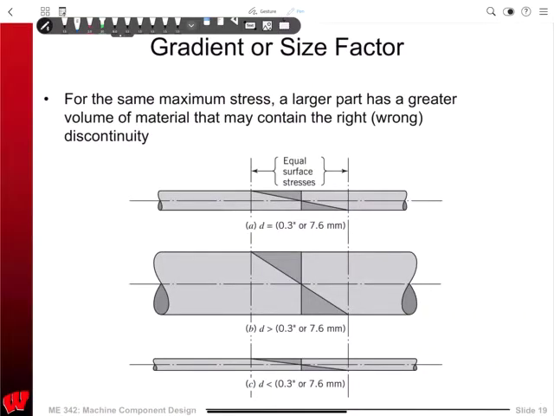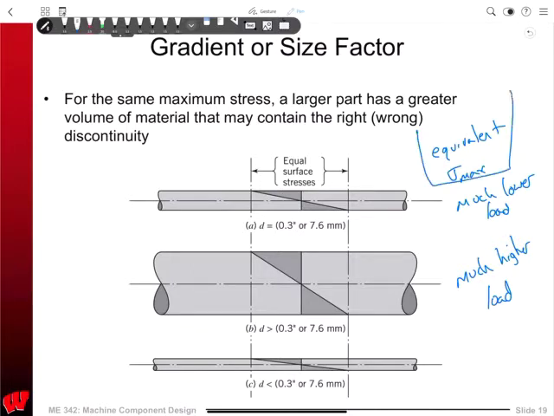Gradient or size factor, this is also related to that, right? So here are 3 pictures, right, where they all have equivalent maximum stress, right? So equivalent sigma max for all 3 of these. Now, of course, this one has a much higher load, and this is a much lower load for that one. But the key thing is they all have the same stress at the surface, okay?